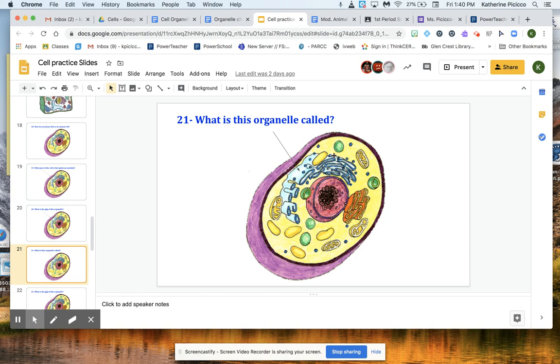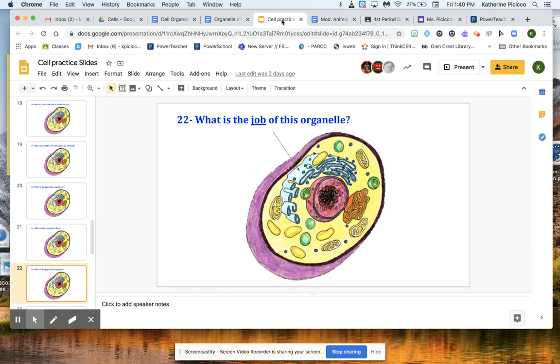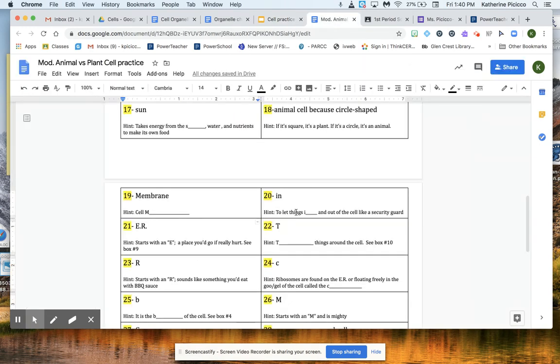If you remember, the one that kind of hugs the nucleus is called the ER, or the endoplasmic reticulum. So that's what I'm going to put in there, ER, okay? And then the next question, its job. The ER, remember, extends and kind of goes throughout a lot of parts of the cell. So it makes sense that its job is to transport or move things throughout the cell. So the answer is it transports things around the cell.